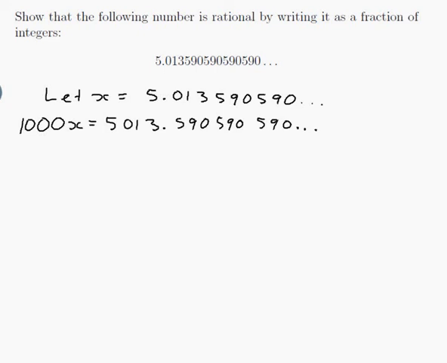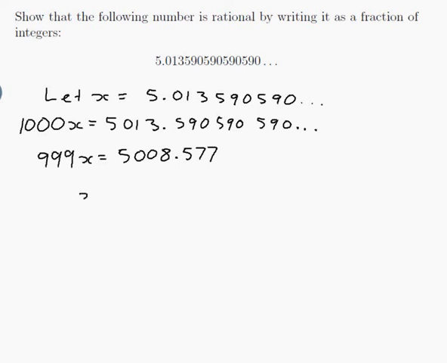So 1,000x minus 1x would be 999x. 5,013 minus 5 would be 5,008. 0.590 minus 0.013 would be 0.577. And then the 590, 590, they'd all cancel out. So now I've got a much better number to deal with.